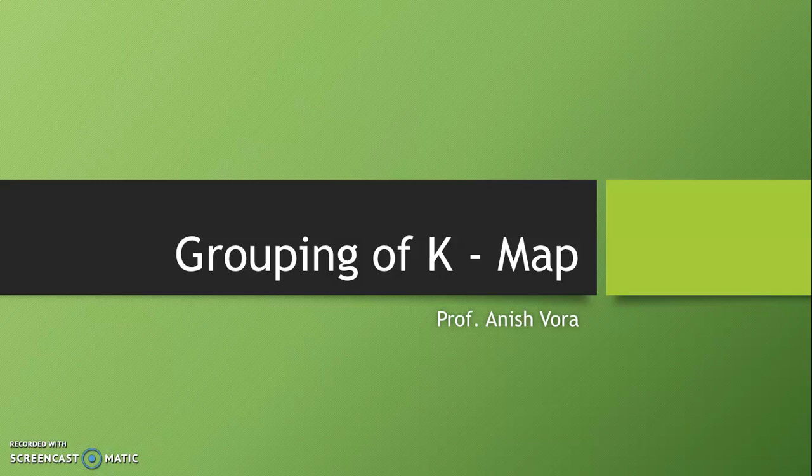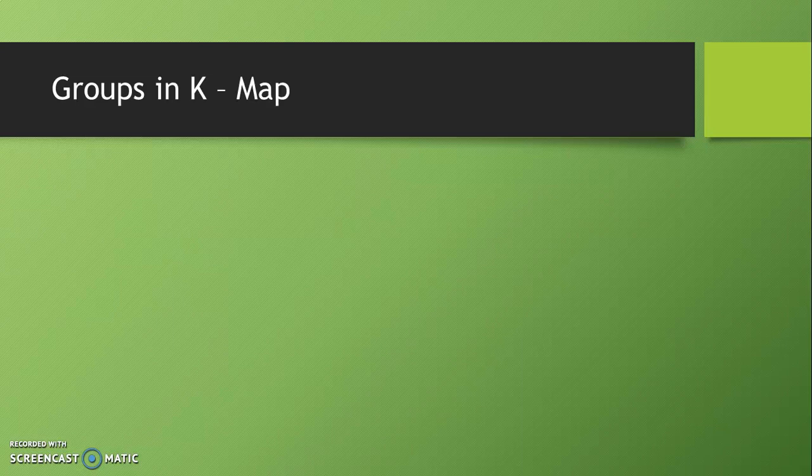In this video lecture, we will study the grouping of K-map. We have to prepare groups of ones. In case of SOP form, we have minterms. We have represented the Boolean function in the K-map and then we have to start preparing groups.